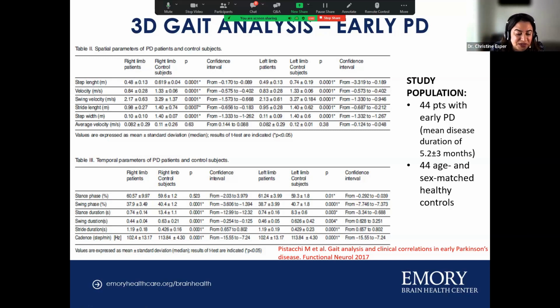There have been some studies on multiple sclerosis and use of 3D motion capture where preclinical disease, a small pilot study, but preclinical disease was identified before the patients became more symptomatic.